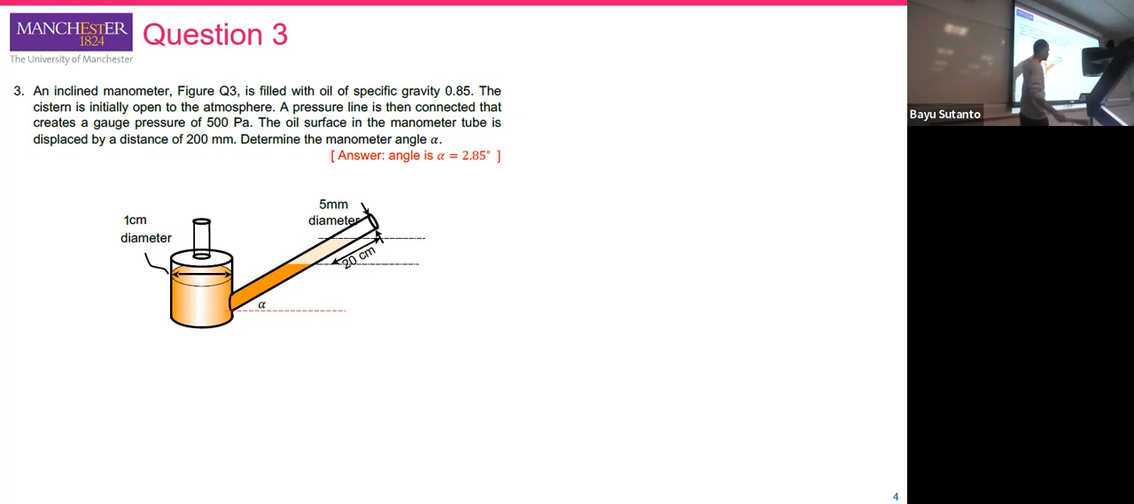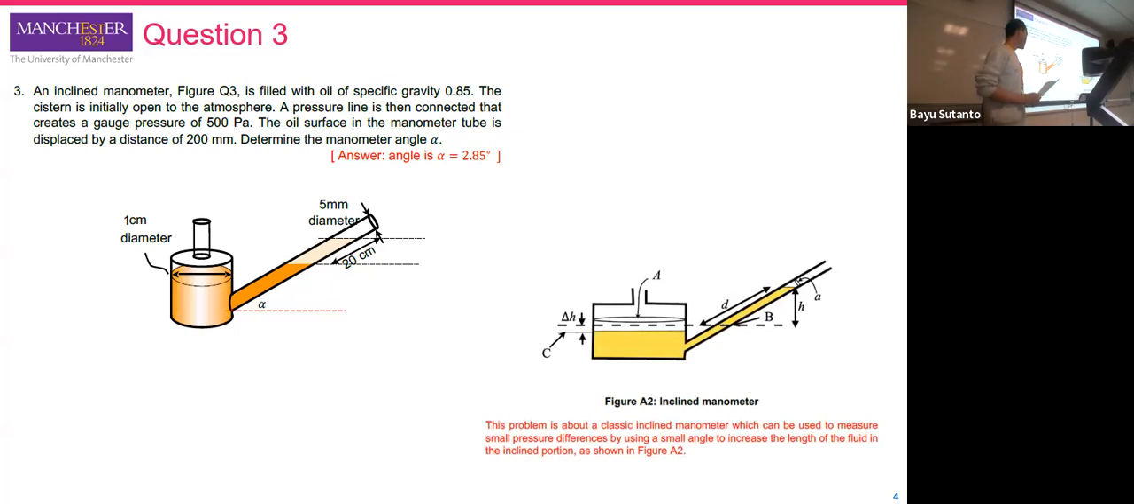So by the time there is a gauge pressure that is higher than the atmosphere, the level suddenly increases by 200 millimeters. The distance is along the diagonal, not the vertical. Okay. And we need to define the manometer angle. It's already defined that the angle is 2.85, so we will discuss that. First, the problem is about the classic inclined manometer, so it can be used to measure a small pressure difference.